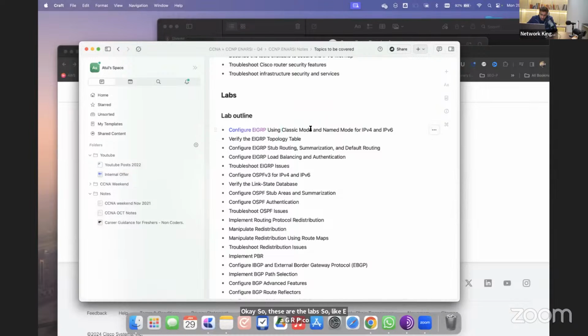Now there are two modes: classic mode, which we will cover today, and named mode, which we'll cover tomorrow. Today we will understand EIGRP topology, EIGRP stub routing, and summarization. These topics we will cover next week.